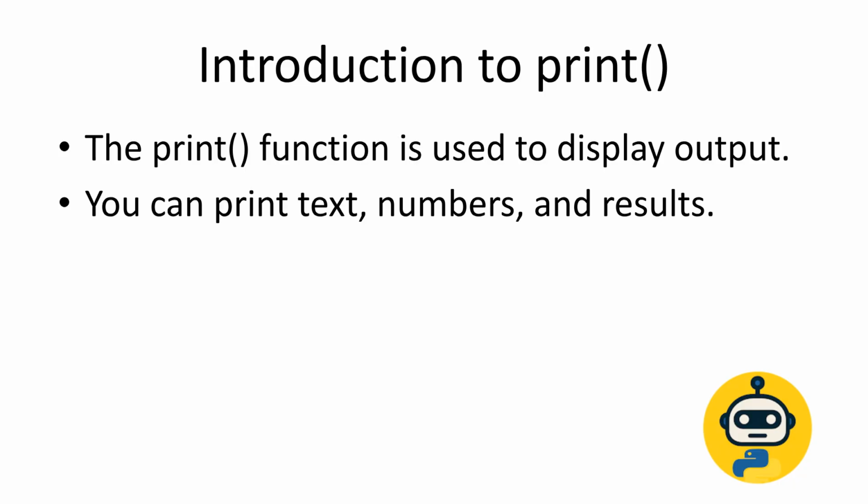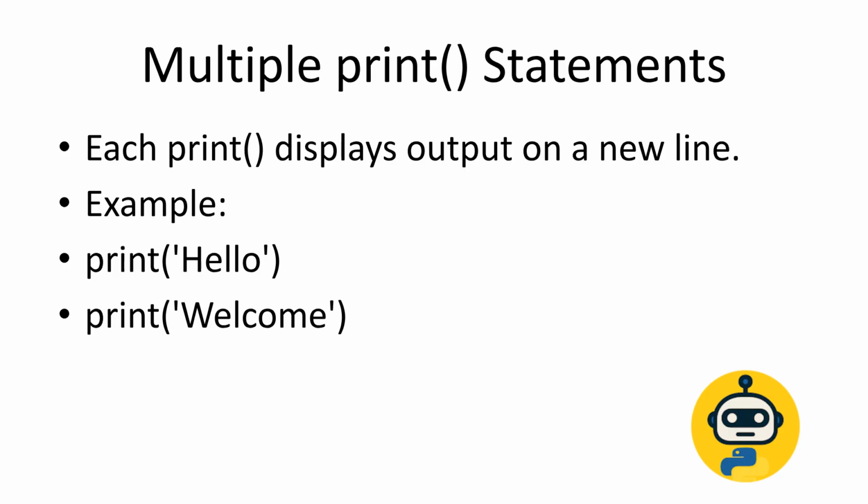In this video, we will focus on Python's output and the print function. The print function is essential for displaying output in Python. You can use it to output text, numbers, and the results of calculations. By default, each print statement will display its output on a new line. For example, hello and welcome will appear on separate lines.